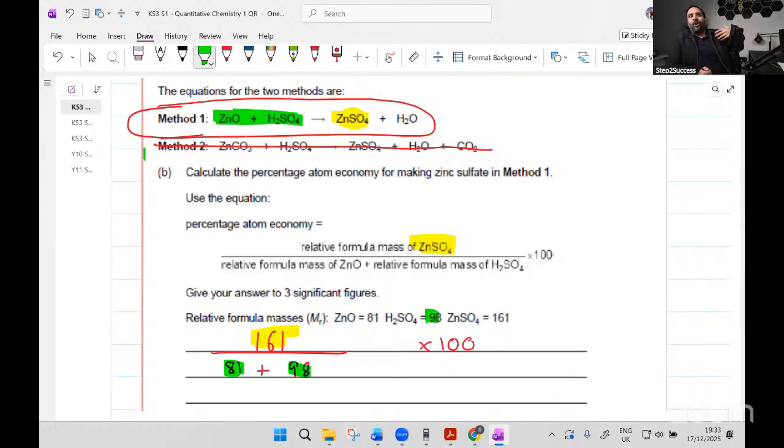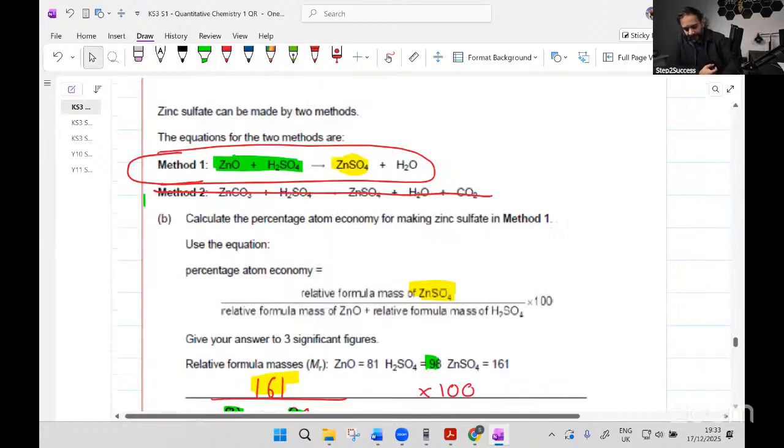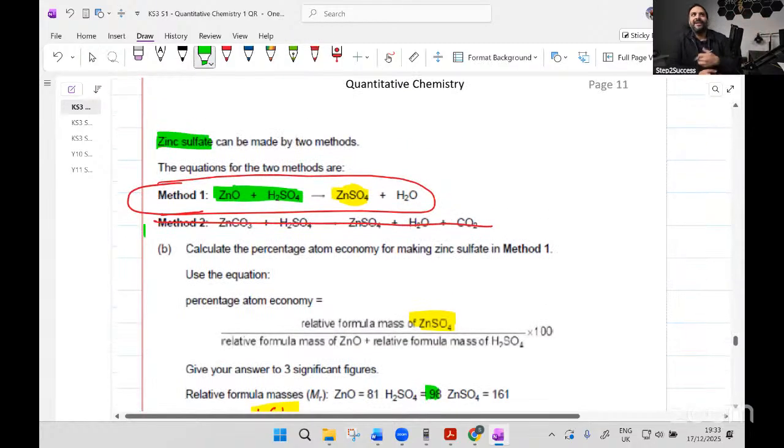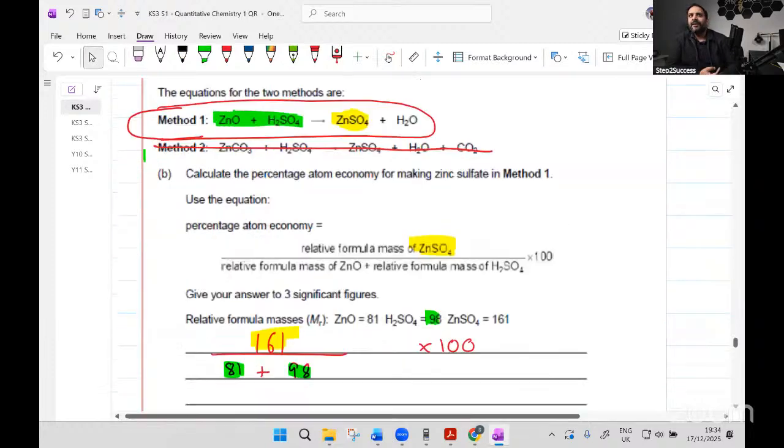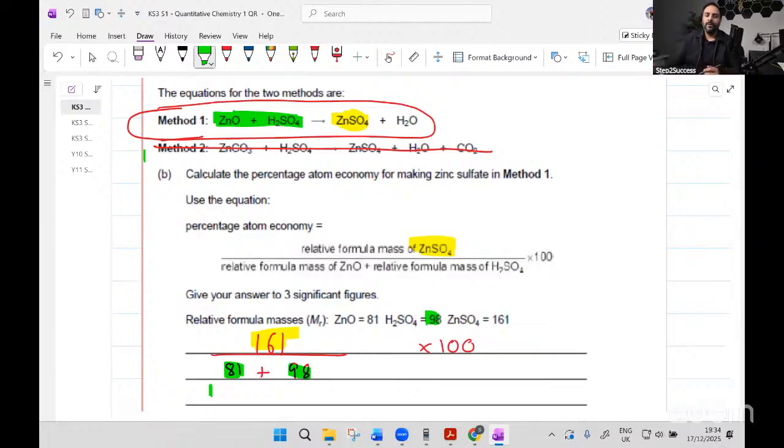So on the top, you put the desired product. Because in this question, it actually tells you what we're trying to make. We're trying to make zinc sulfate. We're not trying to make water. That just happens to be a wasted product. So the thing we're trying to make goes on the top. And then the sum of everything on the left-hand side, so the other side of the arrow, goes on the bottom. That's how you rearrange it.